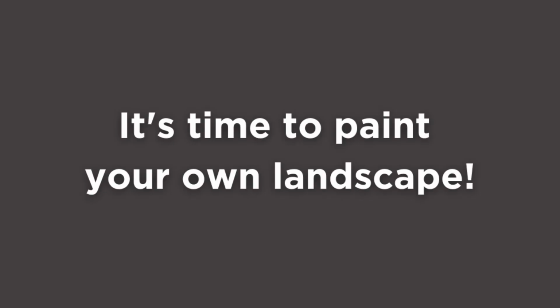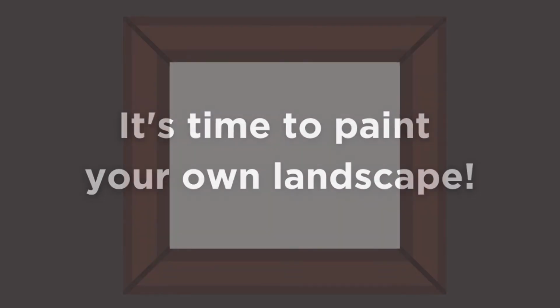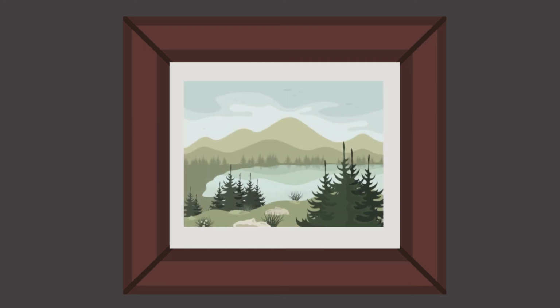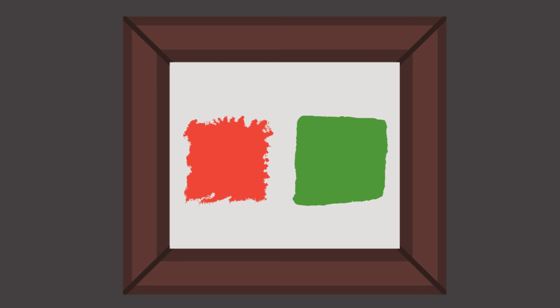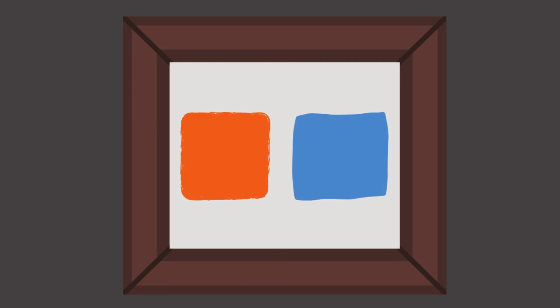Now, it's time to paint your own landscape. Mountains, rivers, trees, valleys, whatever you want. Use mainly curvy lines to create your painting. Somewhere in your painting, use two complementary colors, such as red and green, or purple and yellow, or orange and blue. You can use other colors as well.